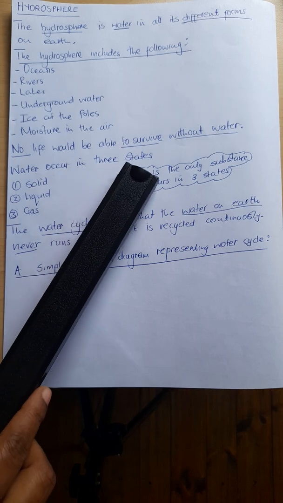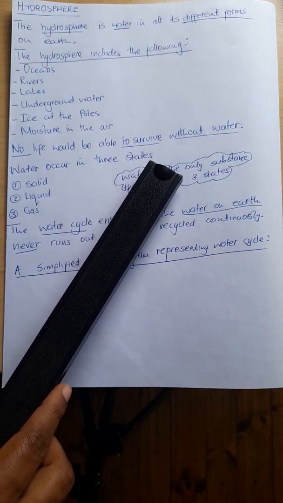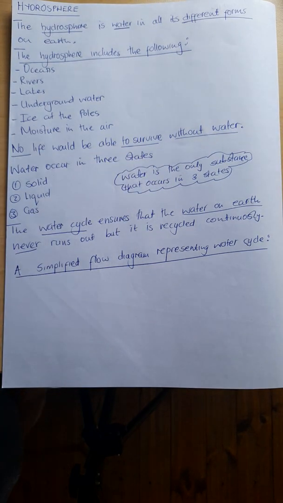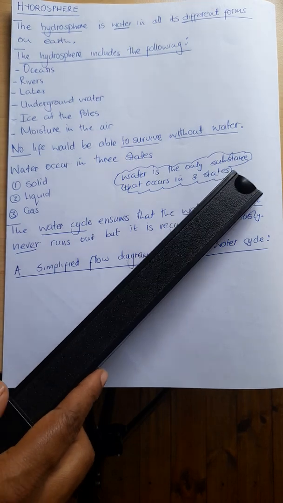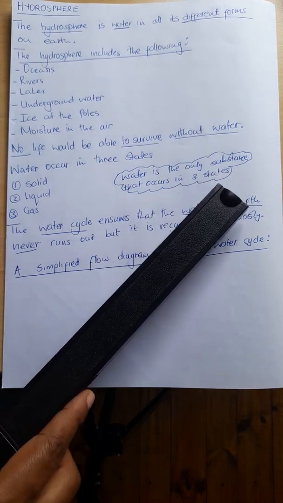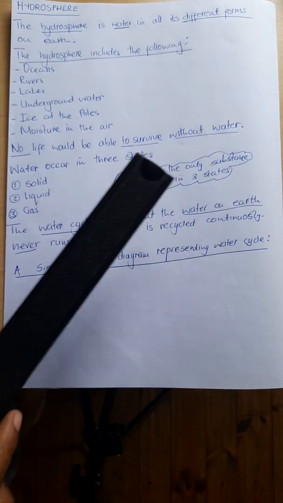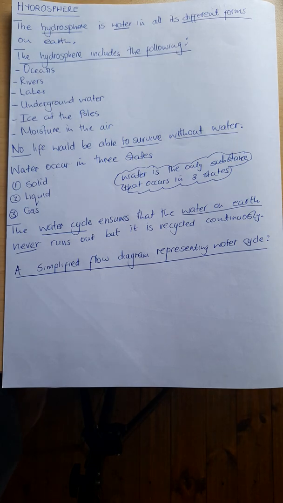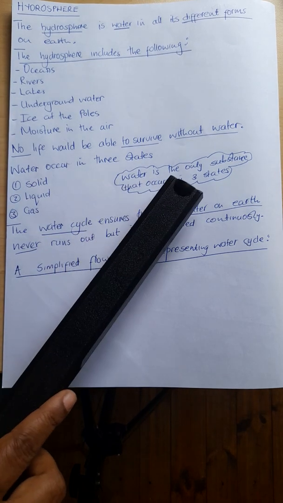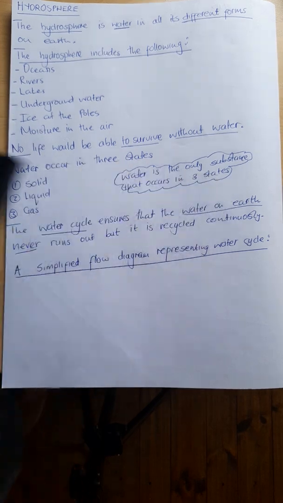Water occurs in 3 states. You've covered this in your previous grade. Water occurs in solid, liquid, and gas. And they say water is the only substance that occurs in 3 states. Other substances might only be in 1 state or in 2 states. But water occurs in all 3 states.